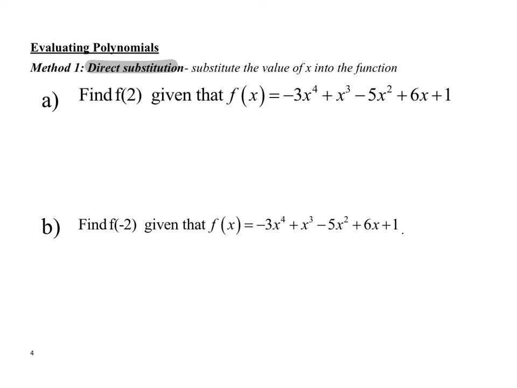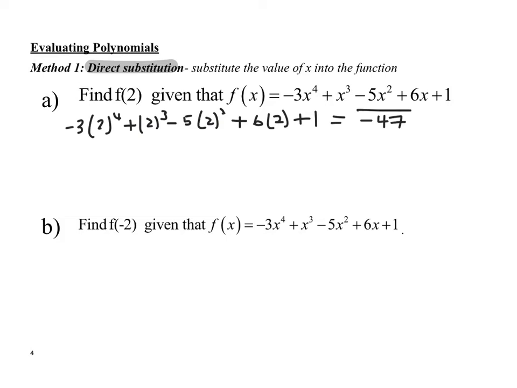the value of 2. So we have negative 3 times 2 raised to power 4, and then we have 2 raised to power 3, 5 times 2 squared plus 6 multiplied by 2 plus 1. And when we work all these out, we get negative 47. That will be the answer.